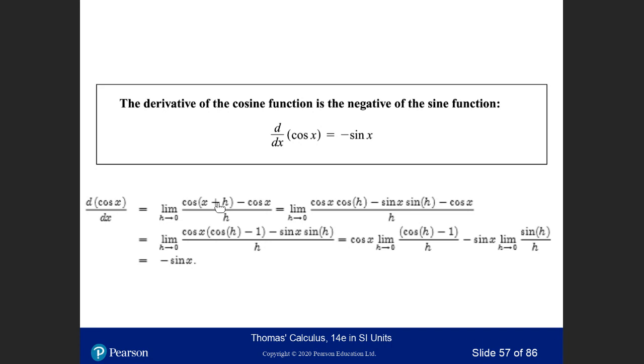If you open this term, that's cosine x cosine h minus sine x sine h. And we have here minus cosine x. So we can use these two cosines here, this one and this one. So it's cosine x times cosine h minus 1 divided by h, minus sine x times sine h over h. We take the limit as h goes to 0. This one is 0, so this term, I can take cosine x out because it's independent of h. This term is 0, and we know that this term is 1. So the derivative of cosine of x is minus sine x.